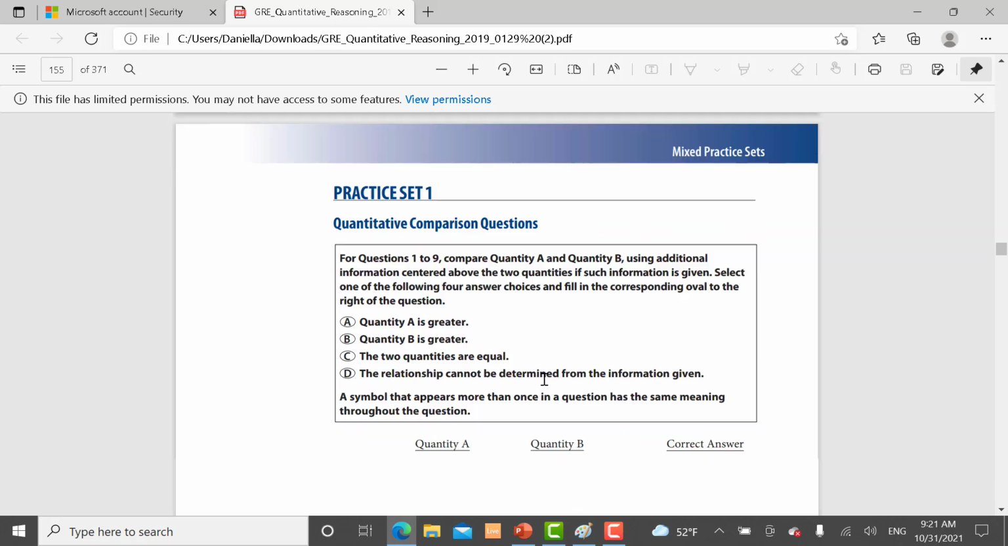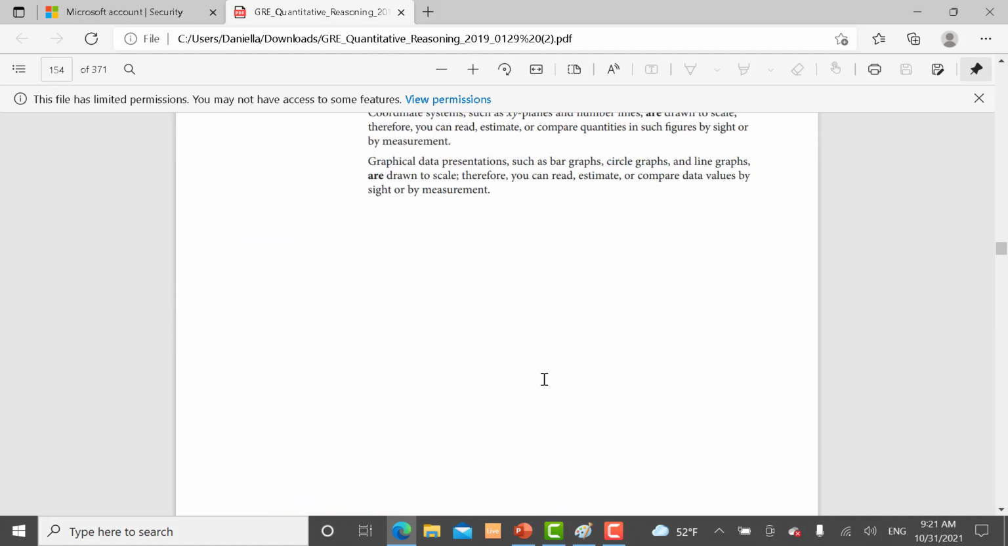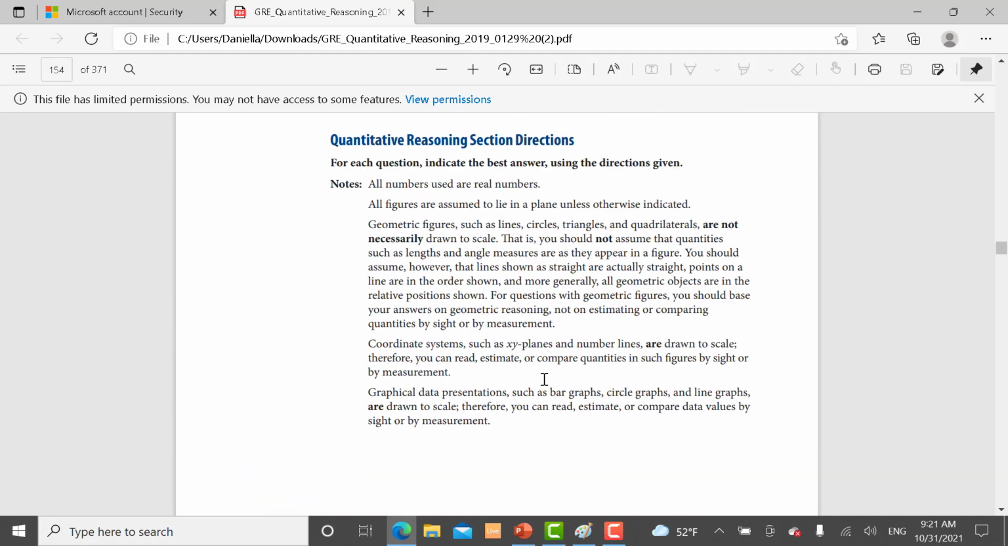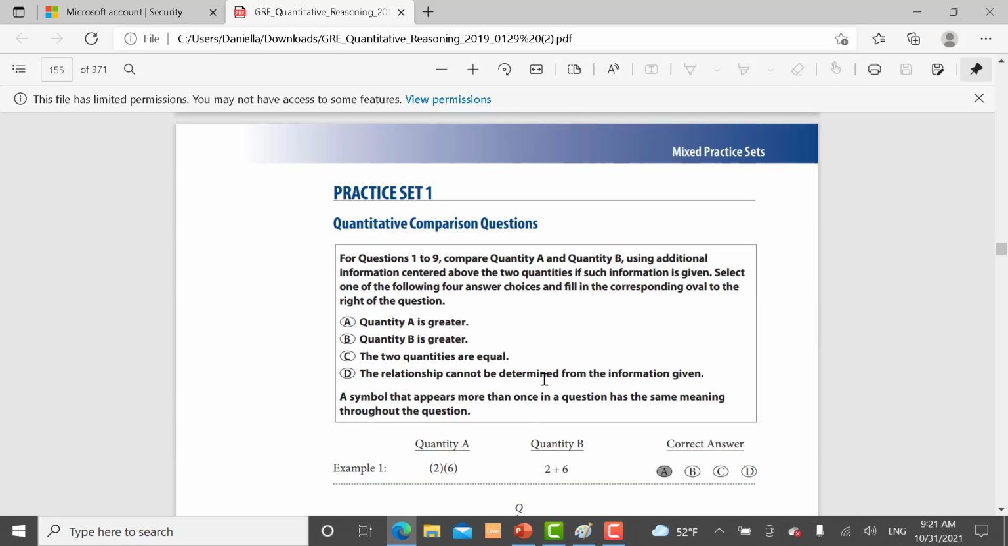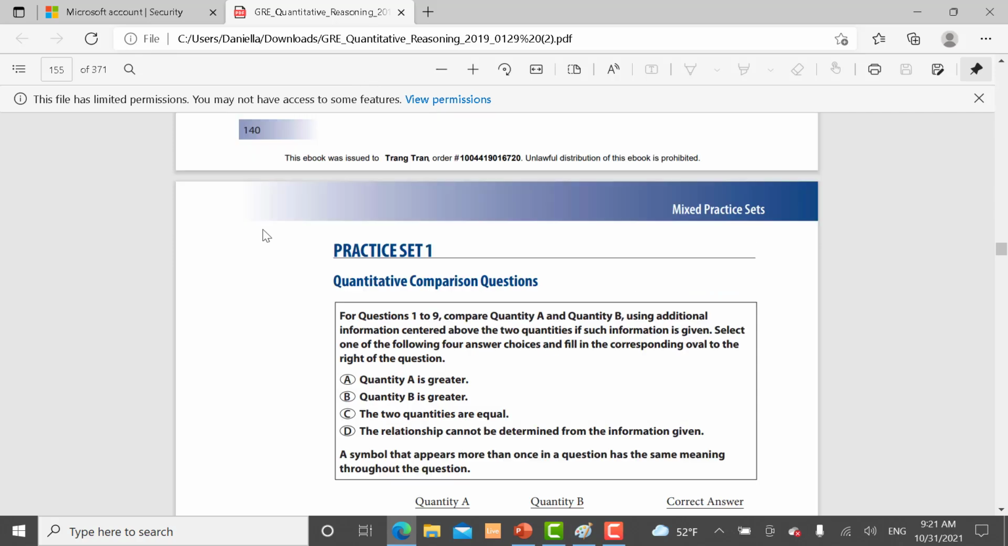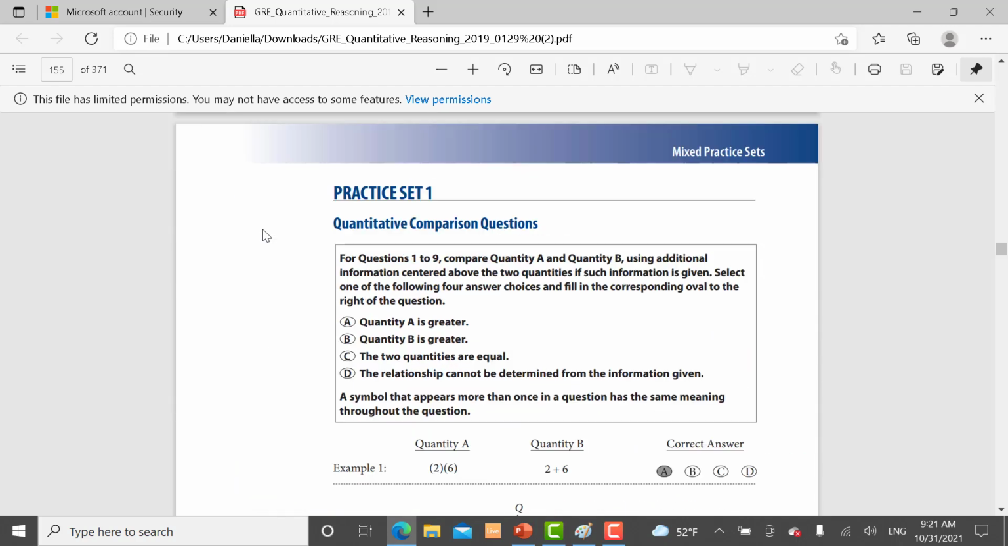For GRE quantitative reasoning, when you register for the exam, you have free access to the book GRE Quantitative Reasoning Practice that you can download from your ETS account. This is the one I got from the ETS account, and it is exactly the one that I practiced with for the exam.